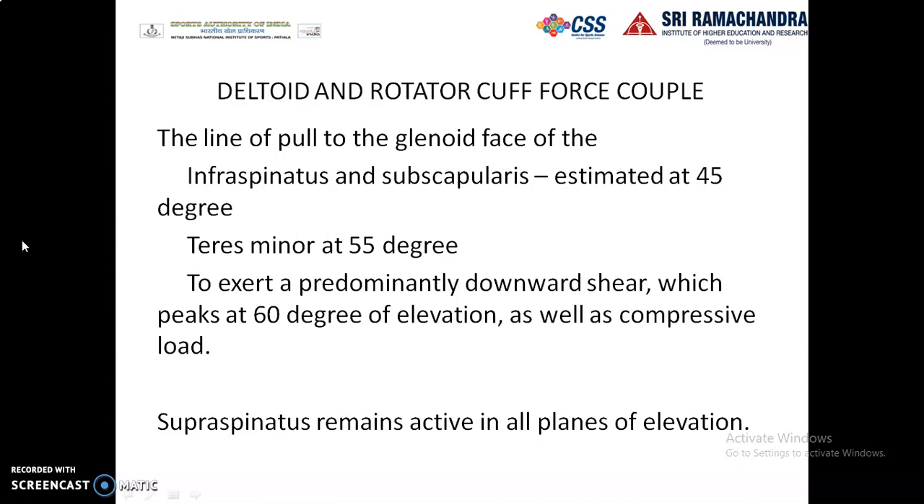So what is the take home message today? The supraspinatus remains active in all planes of elevation.